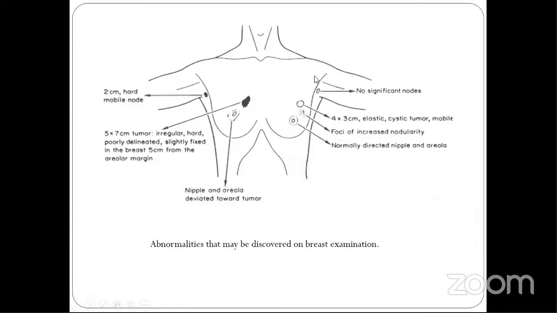What can we find in examination? We can find swelling, hard, mobile. We can find a big swelling, node swelling, maybe mobile, maybe hard, maybe fixed. We can find skin changes, and nipple changes. These are common findings in examination.